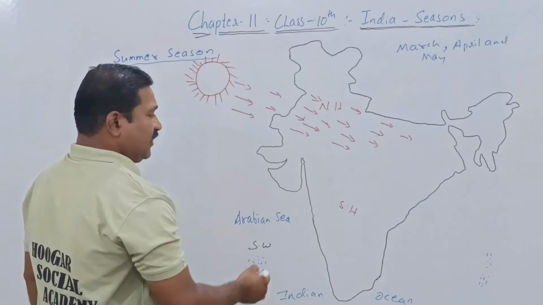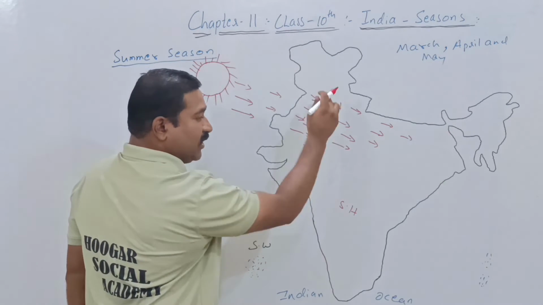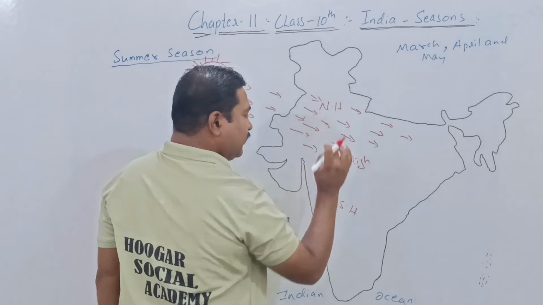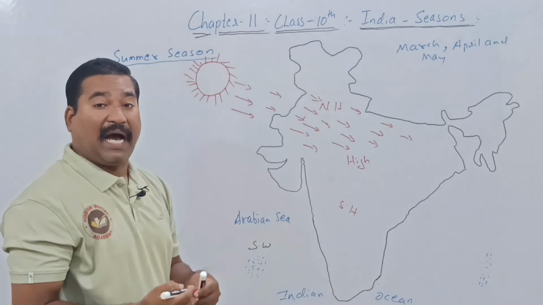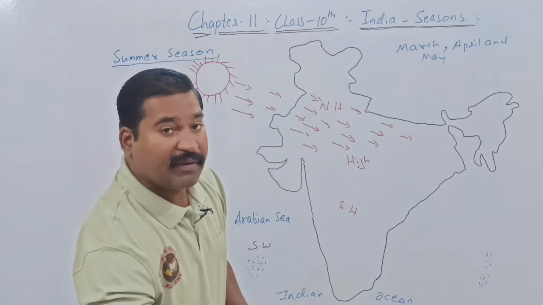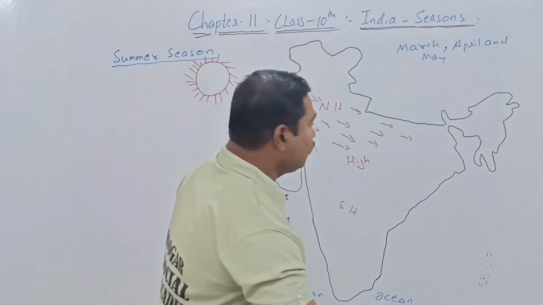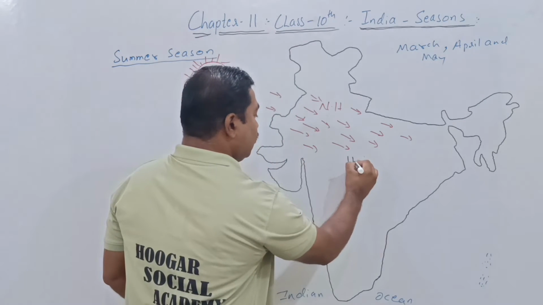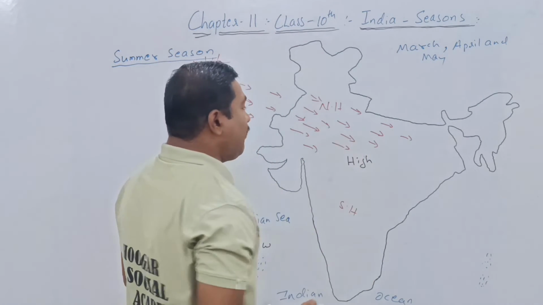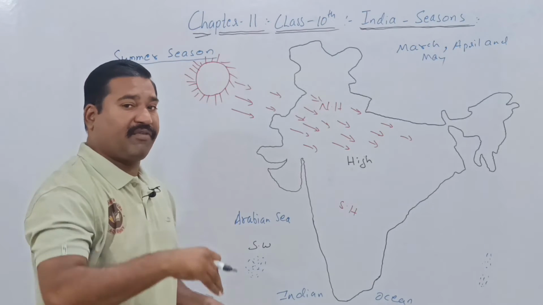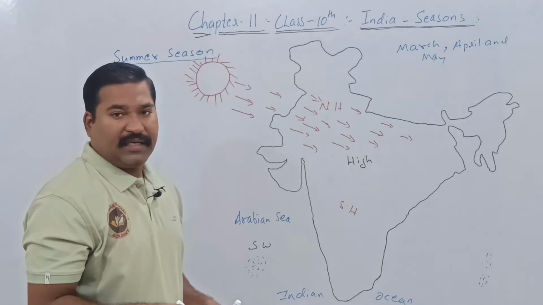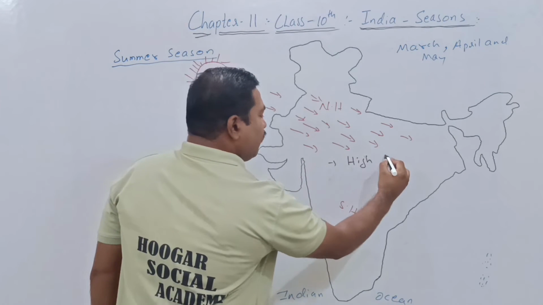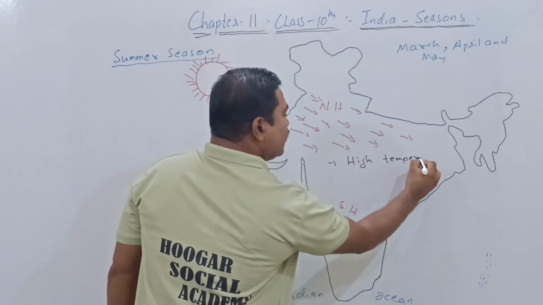Due to this reason, the temperature in the northern part of India will be high, as sun rays are directly falling on the northern hemisphere. It's a high temperature.